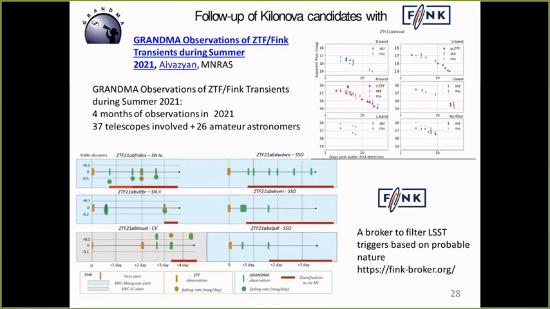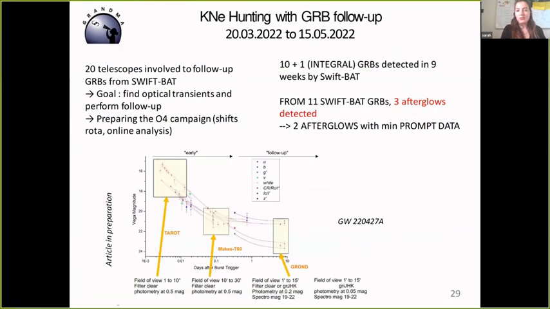So we try, as shown in the graph, which is a light curve, in red, these are the points of GRANDMA, and you see that between two ZTF points we can complement the ZTF light curve to really classify the transient and maybe find a kilonova.